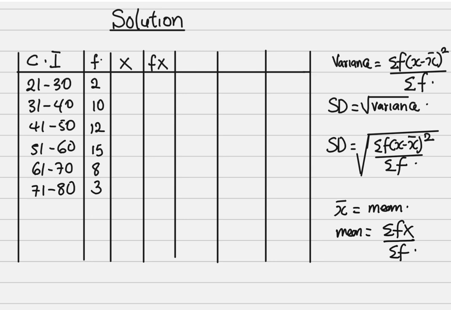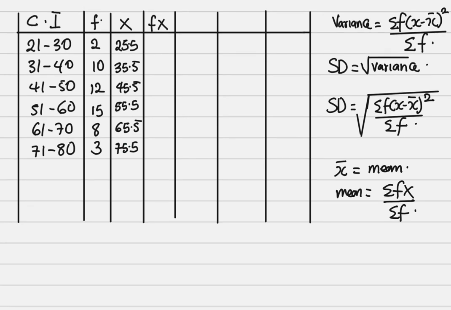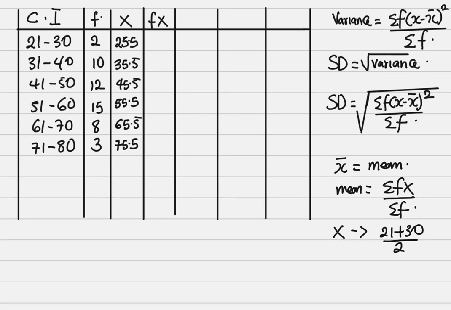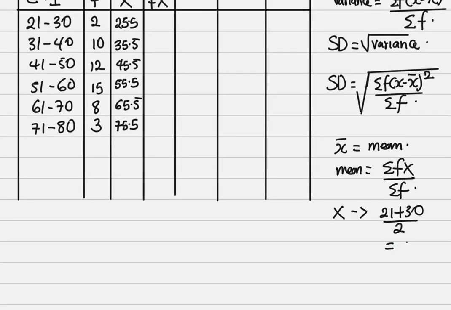So you say 21 plus 30 divided by 2. If you do it here, it's going to be 25.5. Then this is 35.5. This is 45.5. This is 55.5. This is 65.5. This is 75.5. In case you are still wondering, let me explain more. To get x in the first one, it is going to be 21 plus 30 all over 2. That is upper and lower class interval divided by 2. And that is how you get 51 over 2, which is 25.5.